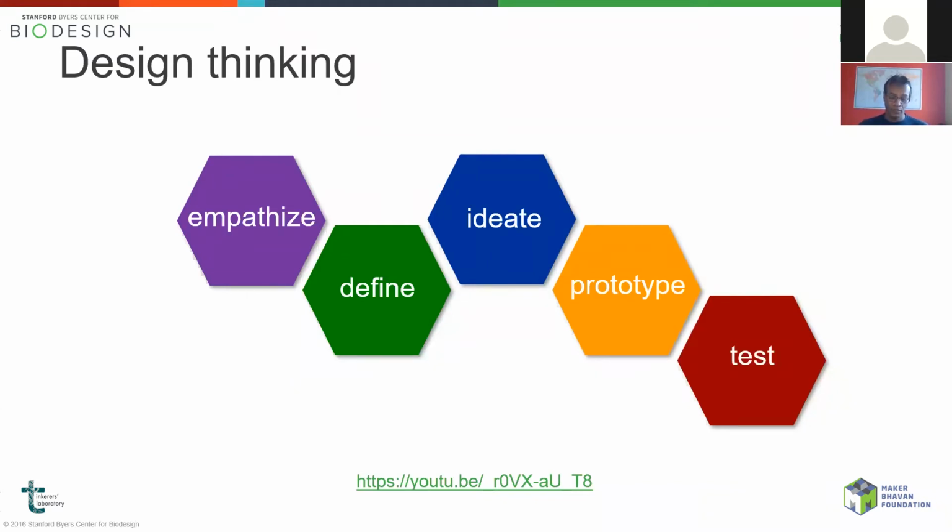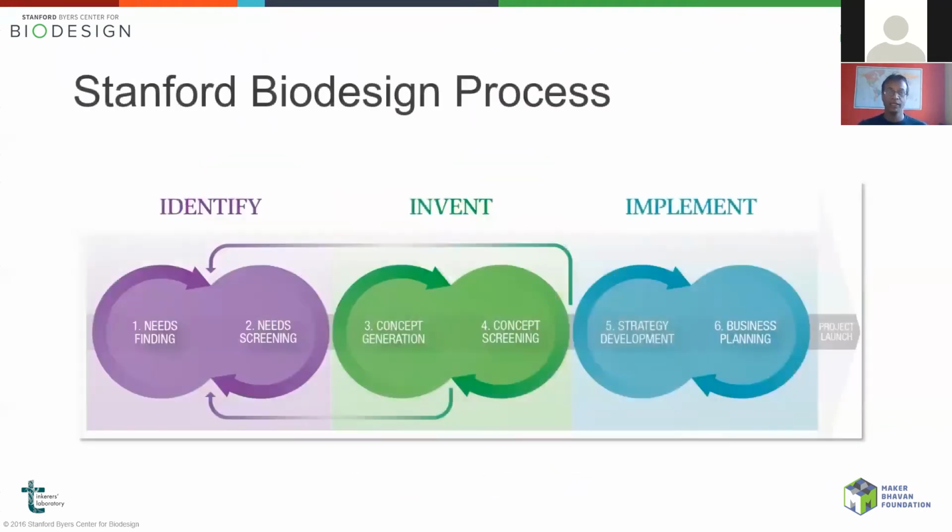So in biodesign methodology, which is based on design thinking, we basically have taken that 5-step process and split it into 3 stages. The first stage is identify, where we do needs finding and needs screening. Really problem statement definition, the first 2 parts of the design thinking process. And then we do the invent part, which is the ideation, prototyping, and testing to a certain extent. And all of that happens in invent. So concept generation, concept screening, it's kind of an iterative process.